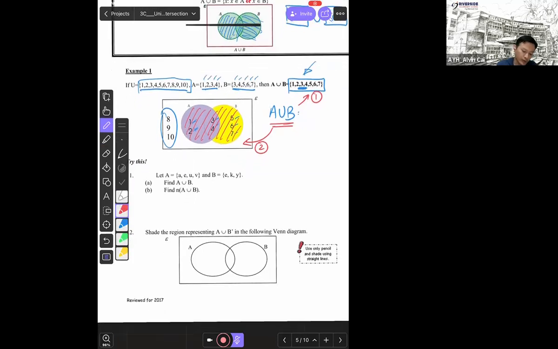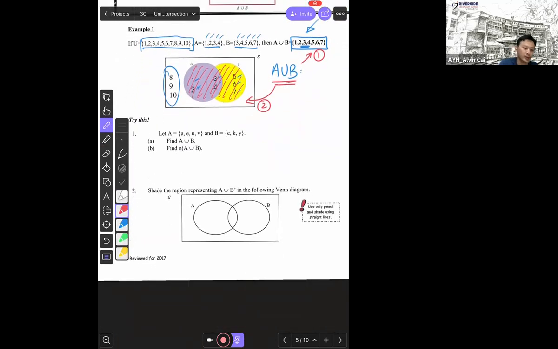Okay, second question, a quick example. A union B, so these are the two sets given, A and B. A union B, we will write in this way: A union B equals, with a bracket, A, comma, E, comma, U, comma, V. Then these are the repeated ones. There's only one repeated one. So we just list down the other two, K and Y.